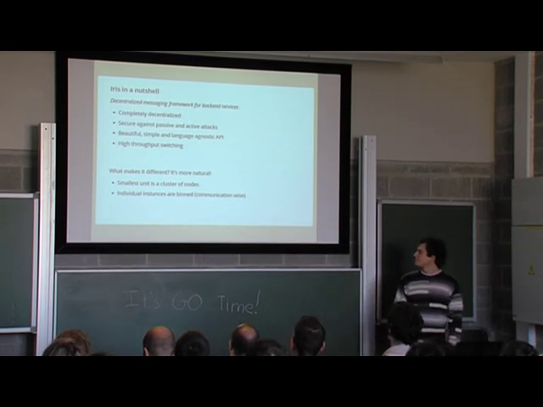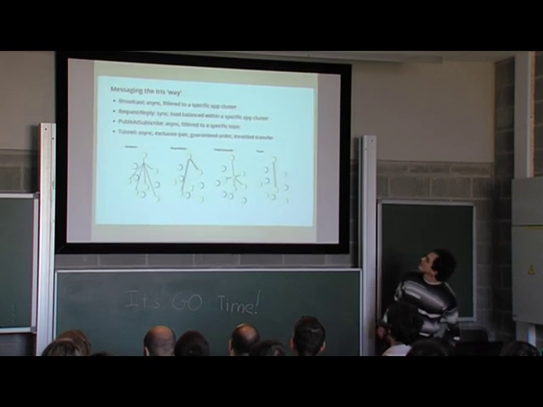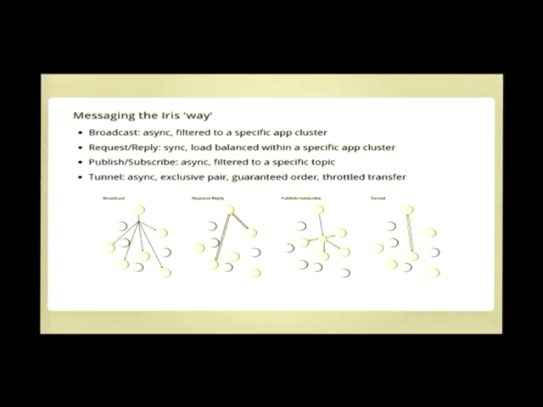Now, let's get down to, okay, one more slide. I forgot about that one. So we have this nice model where we have clusters communicating with each other, but how can they communicate? What can they do? Well, you have the usual suspects: broadcasting, request reply, publish and subscribe, tunnel.